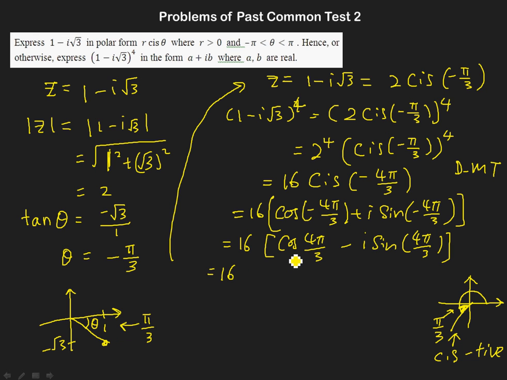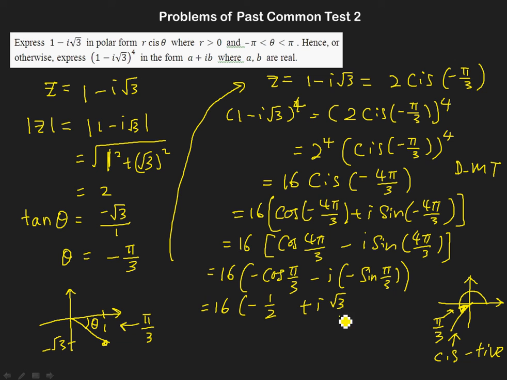Okay, so means we have 16. So cos 4 pi over 3 is actually negative cos pi over 3, and sine 4 pi over 3 is actually negative sine pi over 3, because both of them are in the 3rd quadrant. So this is 16, and if you calculate this, it is negative half, and this is plus i square root of 3 over 2. And so simplifying this, you have 3i. Easy.